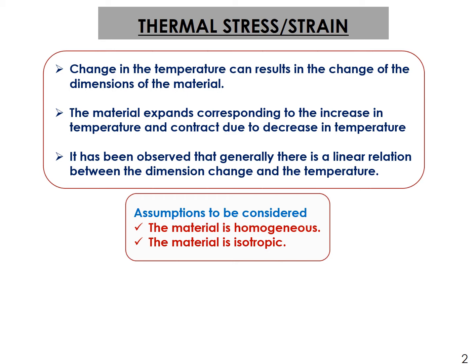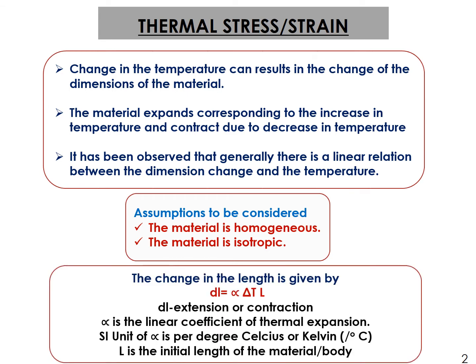So we will just discuss a relation, that is change in the length, which is given by the product of alpha, change in temperature and initial length of the body. Now alpha is the linear coefficient of thermal expansion. So if we have a list of materials, for every material we have the value of this thermal expansion coefficient, from where we can know which material has a tendency to elongate more. And the SI unit of this coefficient is per degree Celsius or per degree Kelvin.